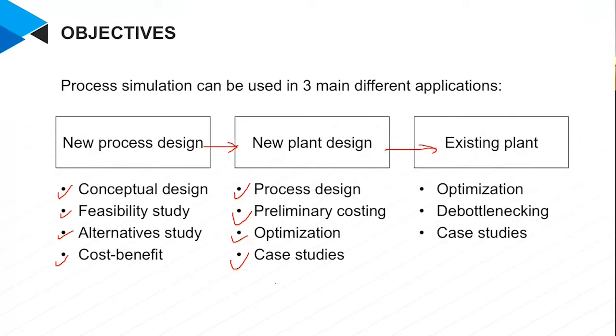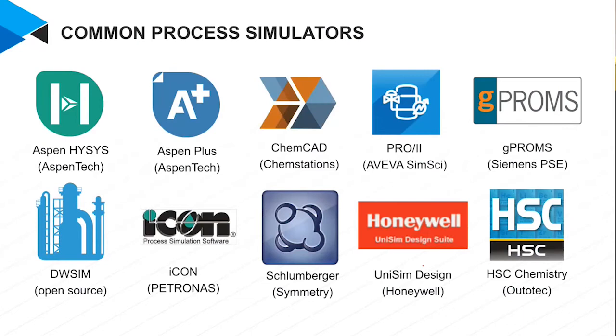So if you are in an existing plant, you still use process simulators. You can still do optimization. You can still do debottlenecking. Debottlenecking means: can I increase the production of this plant? Find out what is limiting the production. Can I make more product than what I'm having now? And then finally, case studies. Same thing. All right. So there are many process simulators out in the market actually.